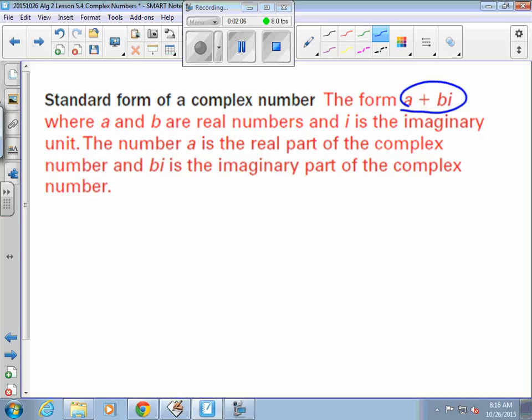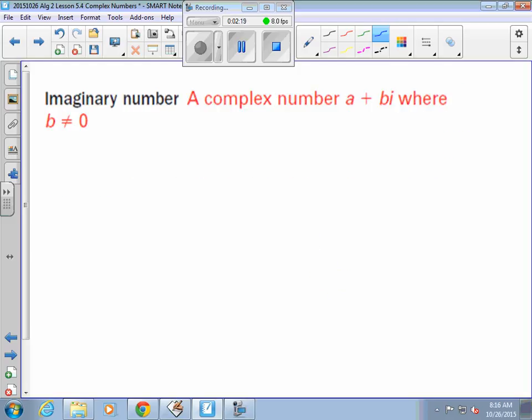Just like you don't put x4, because that looks funny, that's wrong. You put it 4x. With complex numbers, you're going to put whatever the a value is plus b times i. You'll get used to putting it in that form.